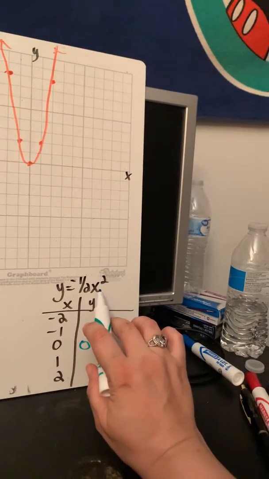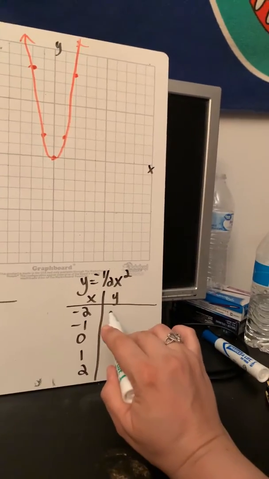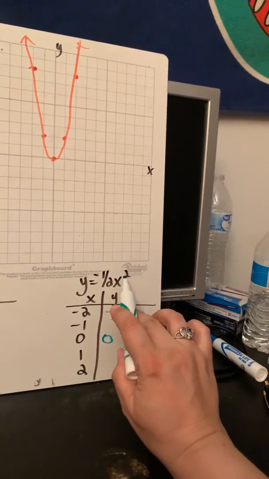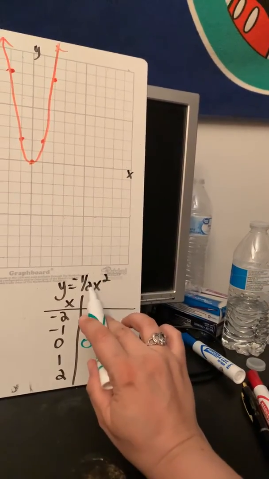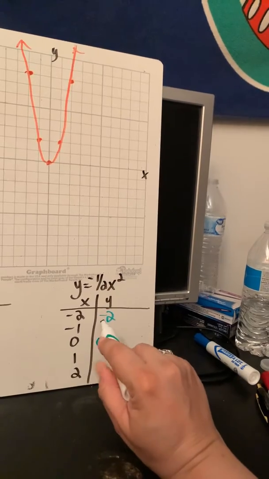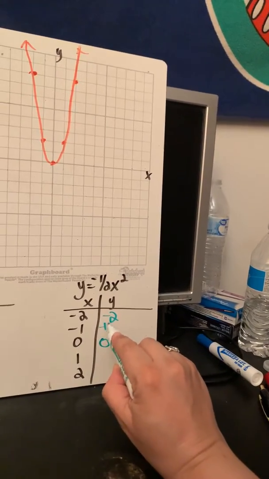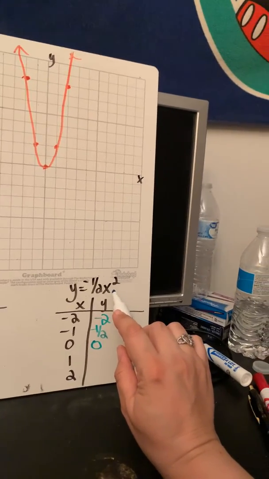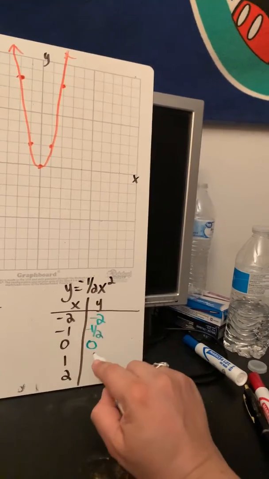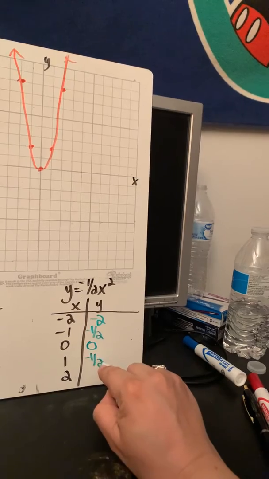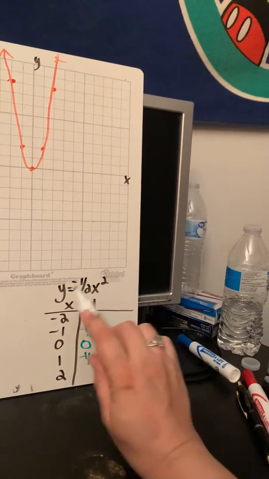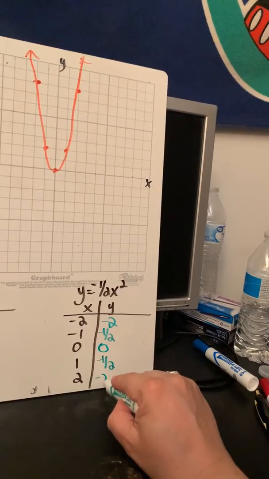-2 squared is 4. A negative half of 4 is -2. -1 squared is 1. A negative half of 1 is -1/2. Plug 1 in. What's 1 squared? 1. -1/2. Look at the pattern again. And then 2 squared would be 4, so that would be a -2.